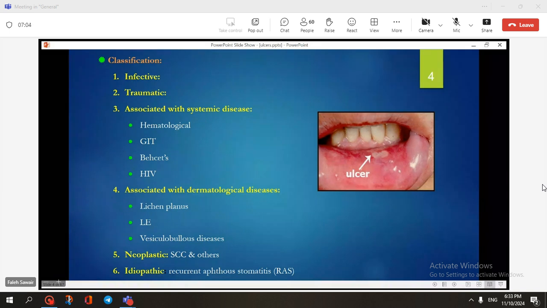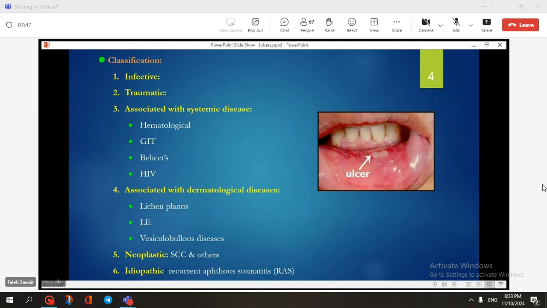You should know that ulcers can be the result of infections. We already discussed in the last webinar that some viruses and some bacteria and some fungi can cause oral ulcers. If you remember, for example, herpes simplex virus, TB, syphilis, and the deep mycosis, fungal infection, presents as oral ulcers.